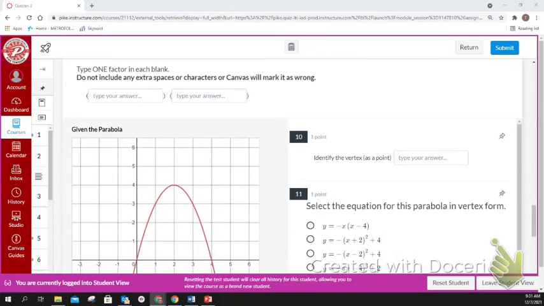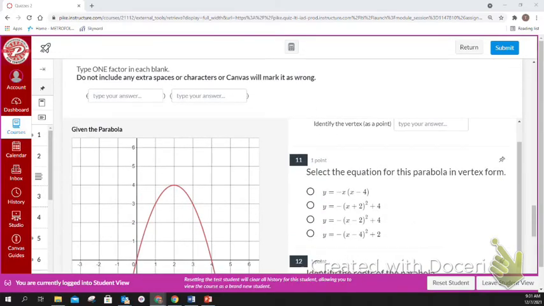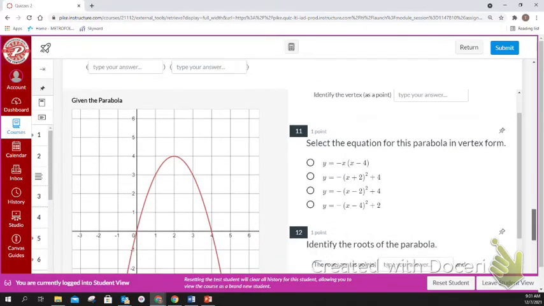Let's look at question number 10. The vertex is the highest point of the parabola. So for this example, that would be right here. And the highest point is at 2, 4. So it's positive 2, positive 4. So remember for the equation that H is opposite, so you would look for the one that has a negative 2, positive 4. So the answer would be this third choice.